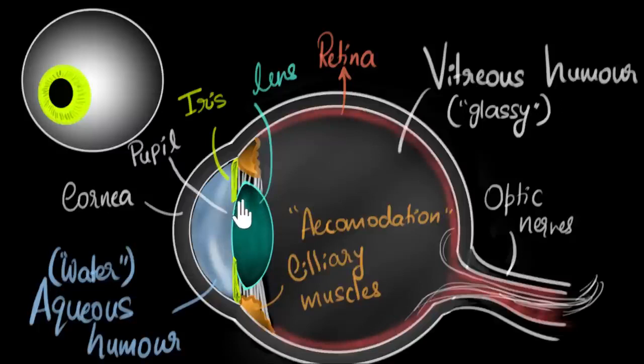The iris regulates the size of the pupil, which in turn regulates the amount of light that enters our eyes. And finally, the ciliary muscles regulate the power, optical power of our eyes, depending upon the viewing distance.